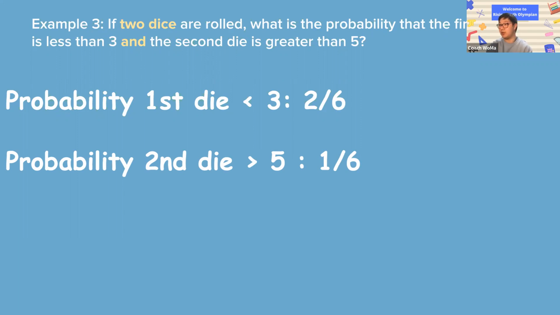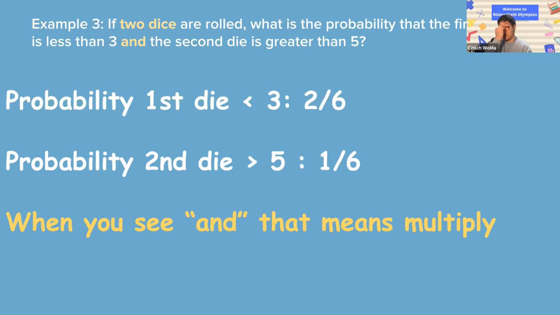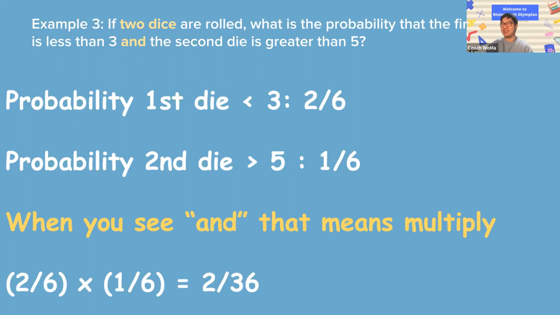And something to generally remember is when you see the and of two events, that means multiply. So you see the 2 out of 6 and 1 out of 6, these two probabilities, you and them together, and that's a multiply. So the total probability is 2/6 times 1/6, or 2 out of 36 chance. And that is also simplified 1 out of 18.